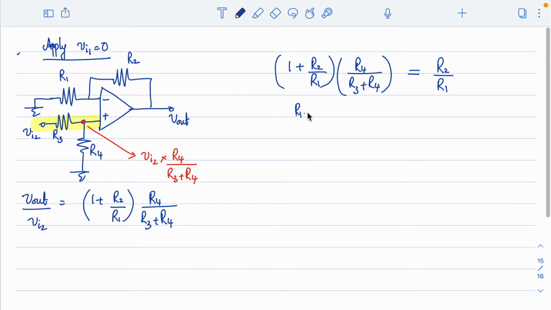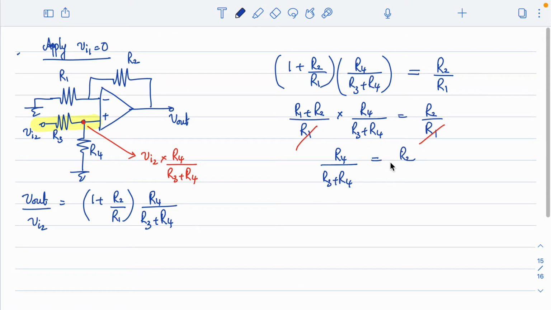So this can be written as R1 plus R2 divided by R1 into R4 by R3 plus R4 equals R2 by R1, right? Now here you can cancel R1 and R1. So what is remaining? The remaining term is R4 by R3 plus R4 here, and I keep R2 here and I will bring R1 by R1 plus R2 on the other side, right? So R4 by R3 plus R4 is equal to R2 by R1 plus R2, right?